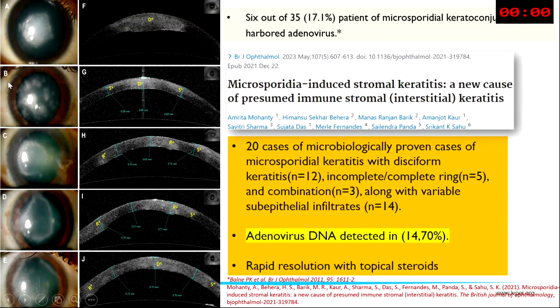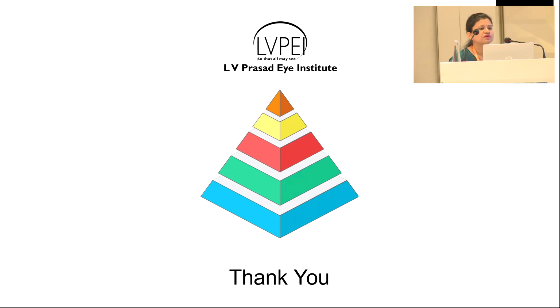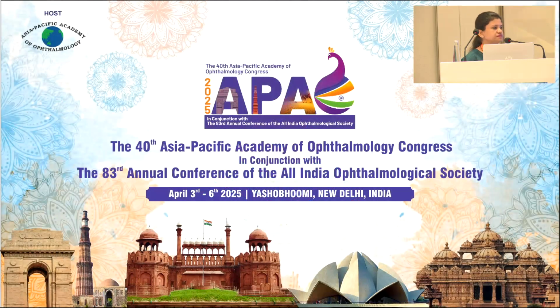Then we came up with this series of 20 cases where you can see an interstitial keratitis-like picture with disciform or multiple nummular scars or ring form, which completely resolves with topical steroid, with rapid resolution, and the adenovirus was detected in 70% of cases. Thank you. I'm happy to take any questions.